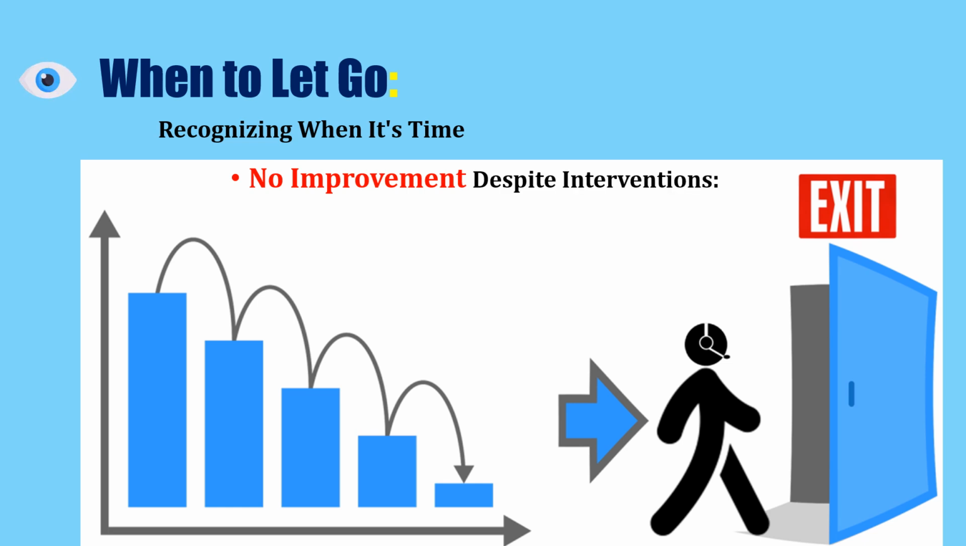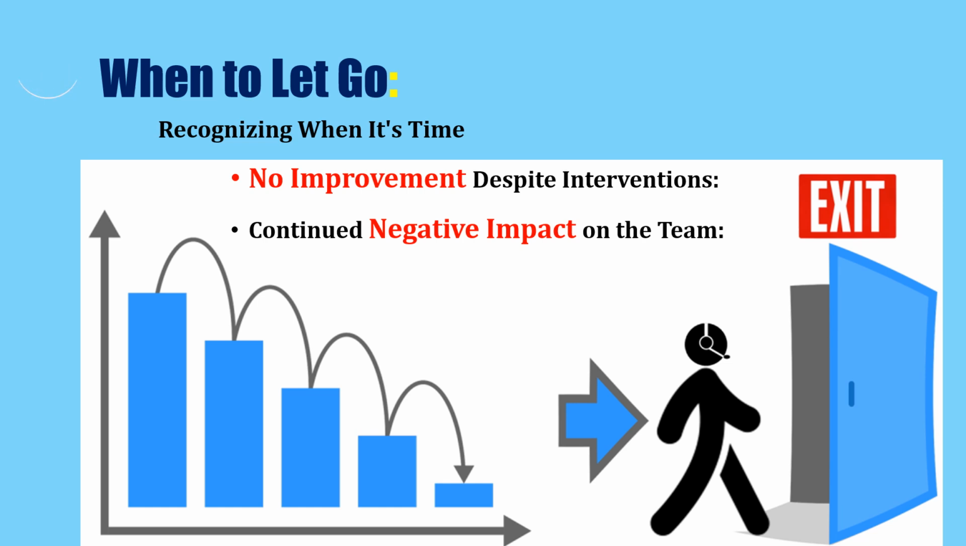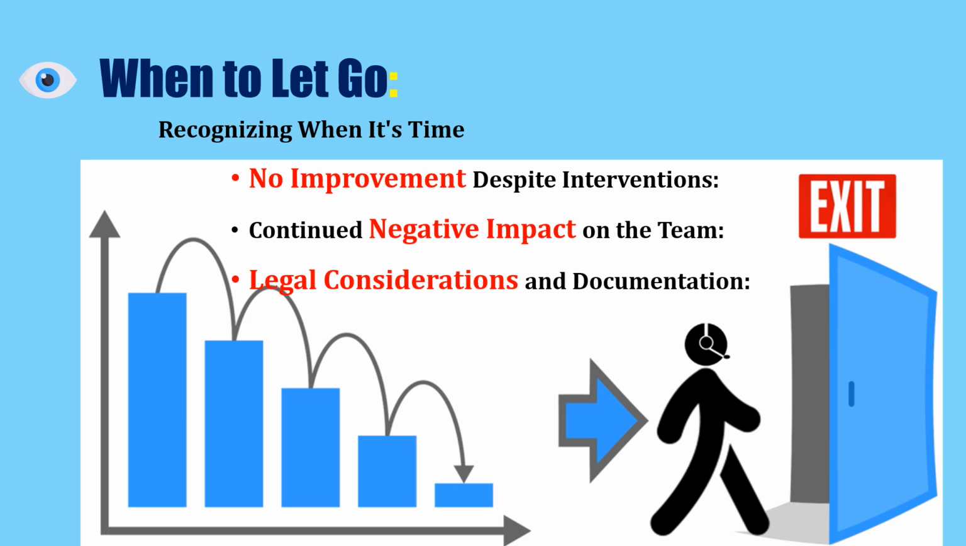Recognize when it is time. No improvement despite interventions: if there is no positive change after multiple attempts to help, and continued negative impact on the team. If the employee's behavior continues to harm team dynamics and productivity. Legal considerations and documentation: ensure all actions are well documented and comply with legal standards before termination.